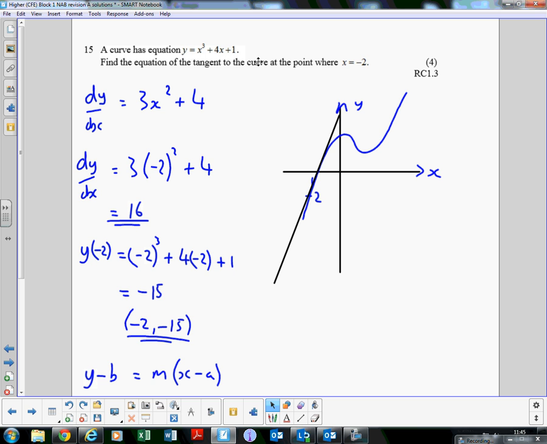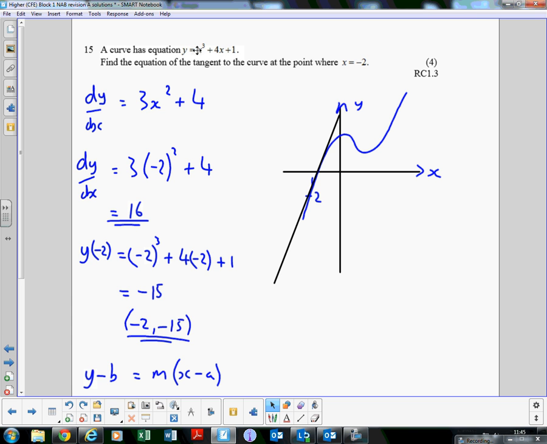The equation of the tangent at x equals -2. So when x is -2, the tangent to the curve is what we've been asked to find out. So we're essentially being asked for the equation of a straight line. To find the equation of a straight line, we need the gradient, and we need a point on the line. So let's find the gradient first.